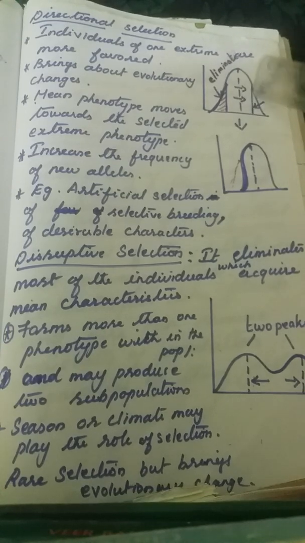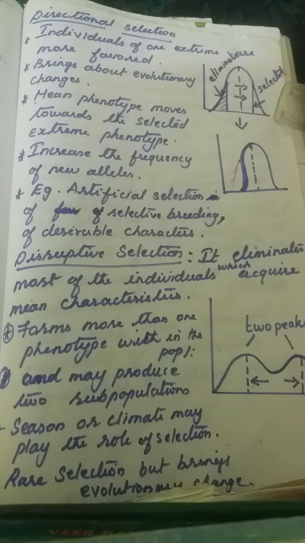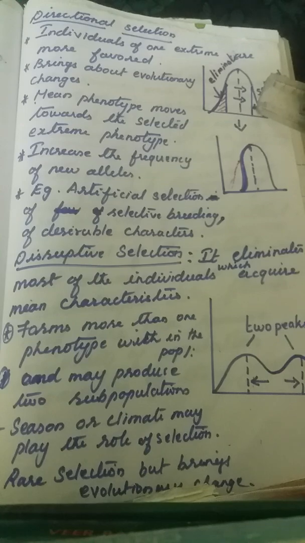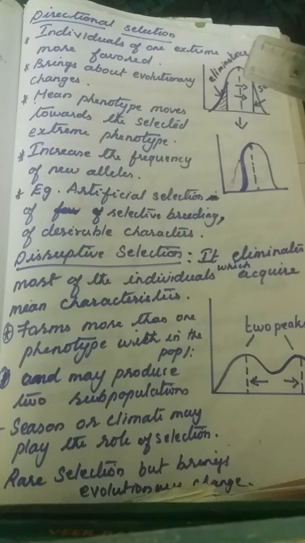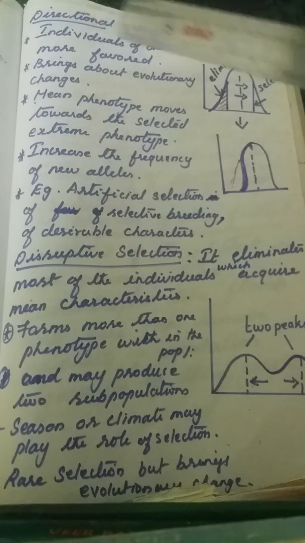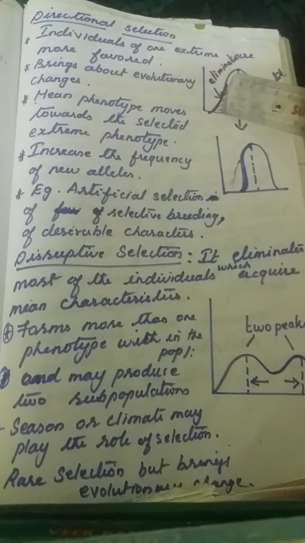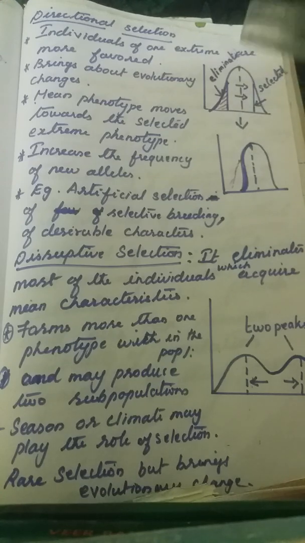So the mean organisms found in the middle also tend to behave like this. They start adopting these characters, and gradually the entire population shows the phenotype of the organisms found in the selected extreme. This extreme gets eliminated. Only one extreme is favored, another extreme is eliminated, and the mean ones adopt the characters of the selected area.